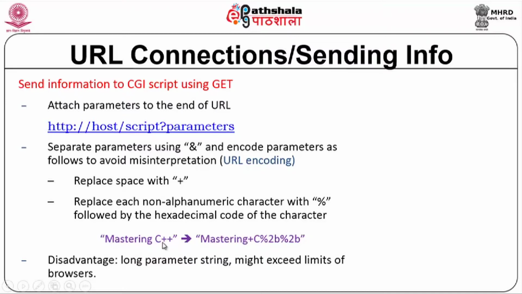and it is attached to the URL: Mastering C++. So, there are two parameters. After this question mark we will have mastering, then this space would be replaced by a plus, and C would be sent as it is, and there are non-alphanumeric characters like plus plus. So, these are replaced by a percentage symbol followed by the hexadecimal code of the character.